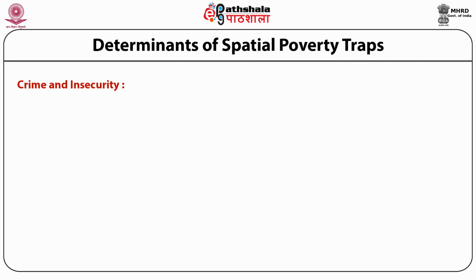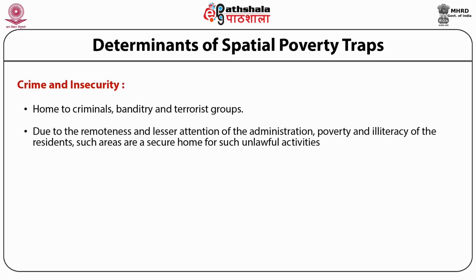The remote or less favored areas are also likely to be home to criminals, banditry, and terrorist groups. There may be circular causation of these factors with growth. Due to remoteness and lesser attention of the administration, and poverty and illiteracy of the residents, such areas are a secure home for such unlawful activities.